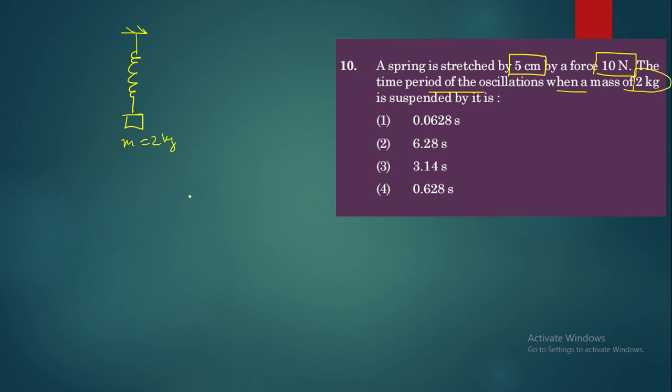First of all, we have to know the formula. The last line of the question is that we have to calculate the time period. First of all, we ask ourselves what is the formula for the time period. If we know the formula, then only we can solve it. So the time period of the block which is oscillating with the help of a spring is given by this.